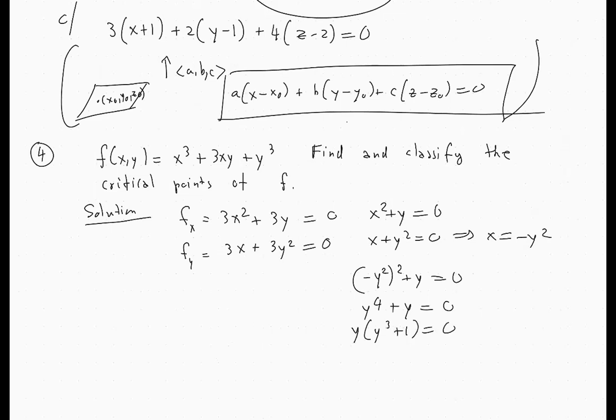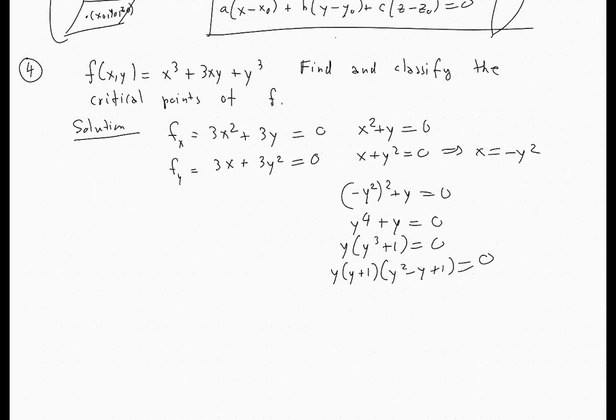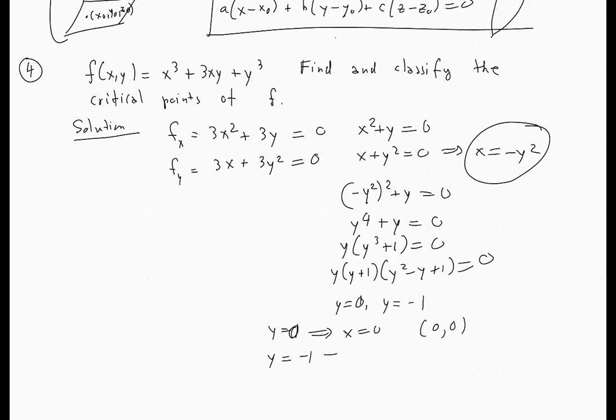And a very simple synthetic division is going to give us y squared minus y plus 1, which is a second-degree polynomial, a quadratic polynomial, if you will, that has negative discriminant, and has no real roots. So the only possibilities are y equals 0 and y equals -1. Well, if y is 0, then the first equation tells us that x is 0, which means we have the point 0, 0. And if y is -1, then the first equation tells us that x is equal to -1, which means that we have the point -1, -1.